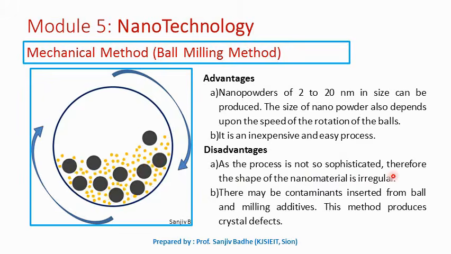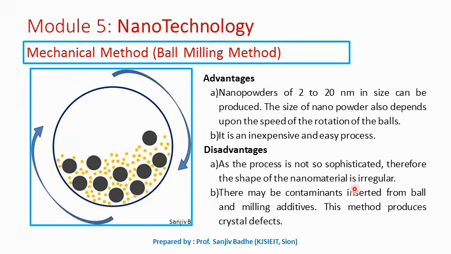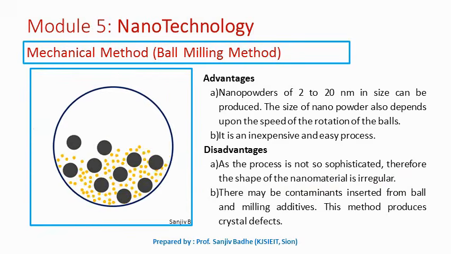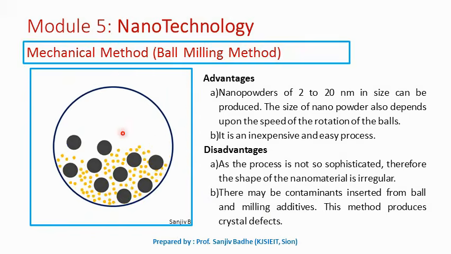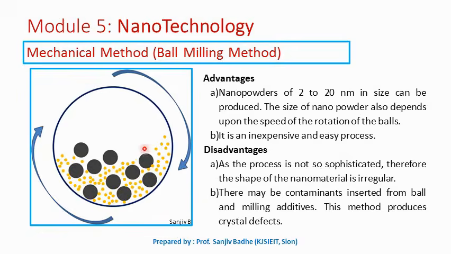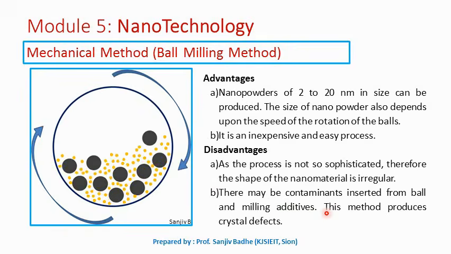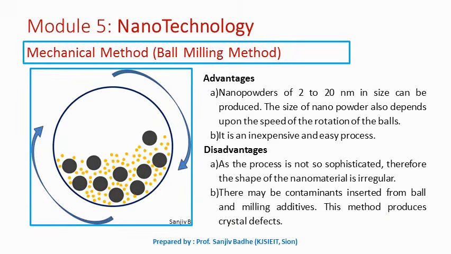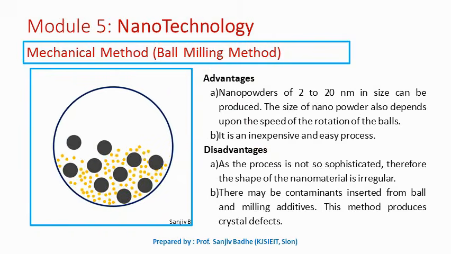Also, as the process is not very sophisticated, the shape of the nanomaterials obtained will not be regular. So irregularly shaped nanomaterials will be obtained. There may be contaminants inserted from the balls and milling additives, because these balls are continuously striking this nanomaterial. Some atoms of these balls, hardened steel balls or silicon carbide balls, may get attached to the nanomaterial. So this method may produce the crystal defects. So these are the advantages and disadvantages of ball milling method.